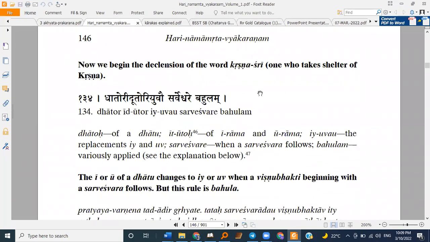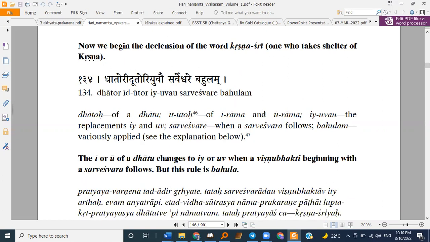The next one is the Trivikrama E Ramanta Shabda. So that's Krishna Shri. Generally, the Trivikrama Iramanta Shabdas are Lakshmi Linga words, like feminine words. That's how we are taught in general. But when we come to actual grammar, there are Trivikrama Iramanta words that are also in Purushottam Linga, masculine. One who takes shelter of Krishna. So, Dhatori Dutori Yuvau Sarveshware Bahulam.